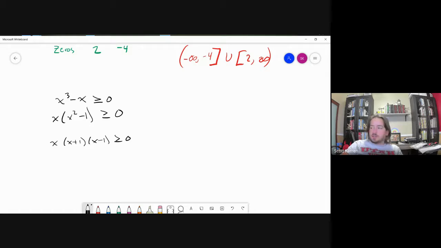Where is that greater than or equal to 0? And so I should be able to see that I get 3 zeros. From my x, I get a 0. For my x plus 1, I get -1. And for my x minus 1, I get +1. Okay.